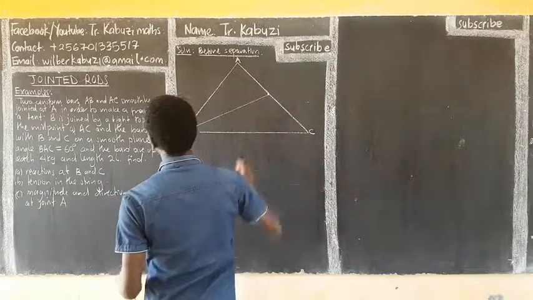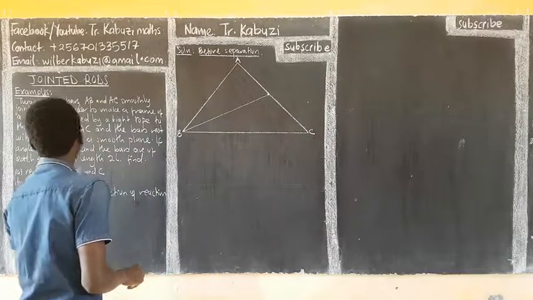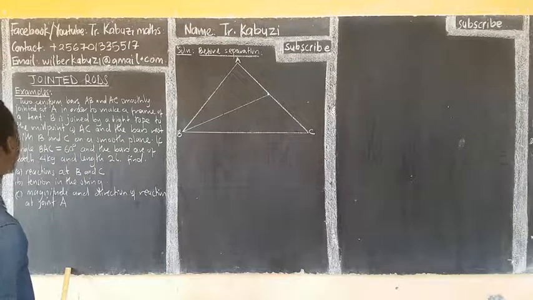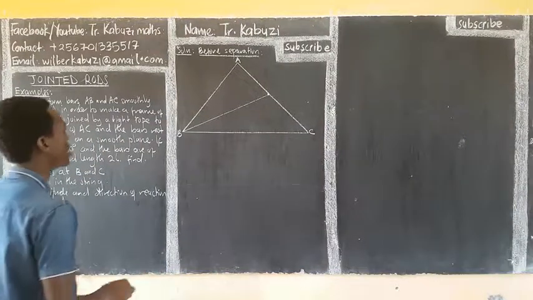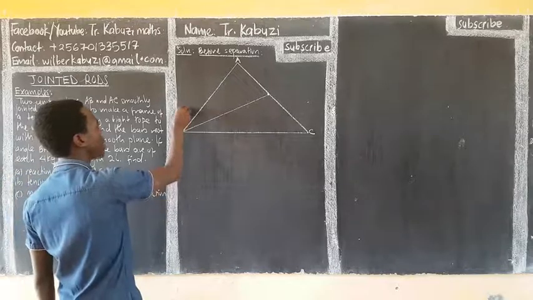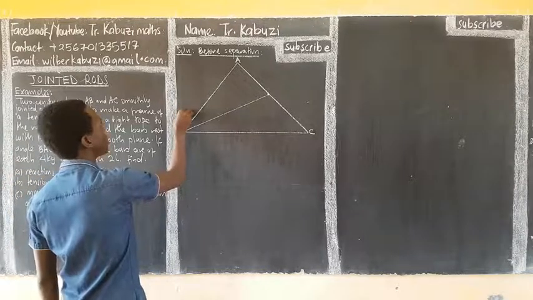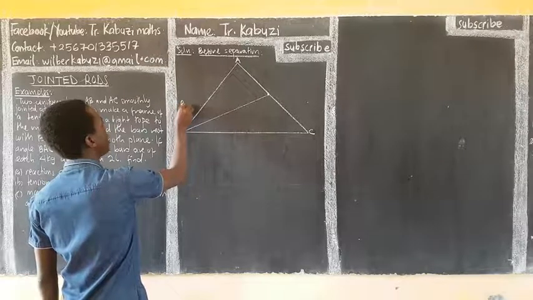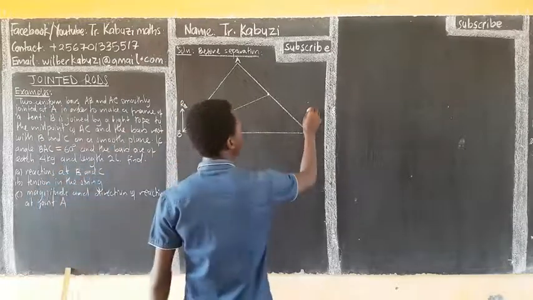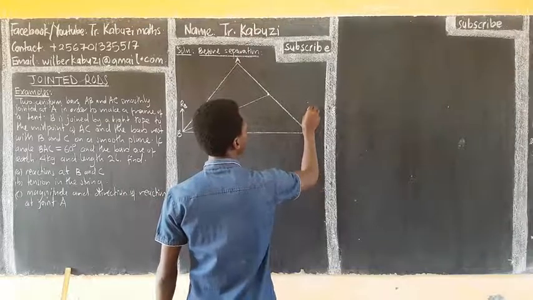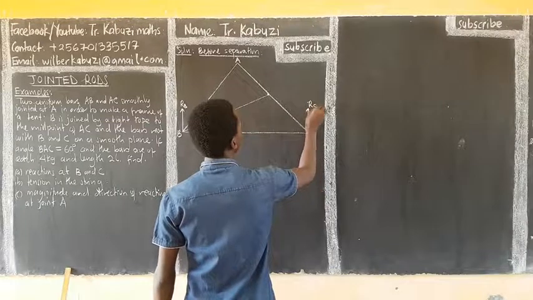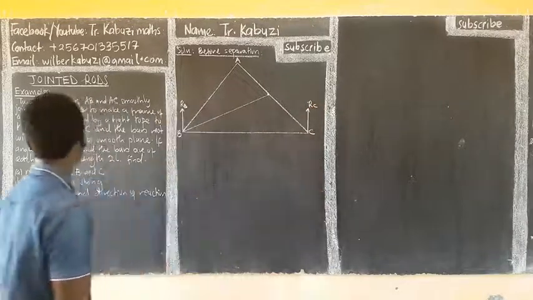Okay, the midpoint there of AC, and the bars rest with B and C on a smooth plane. So if they are resting on the plane, it means we are going to have a reaction at B because there is contact with the plane. Also a reaction at C because there is contact with a plane. Okay.